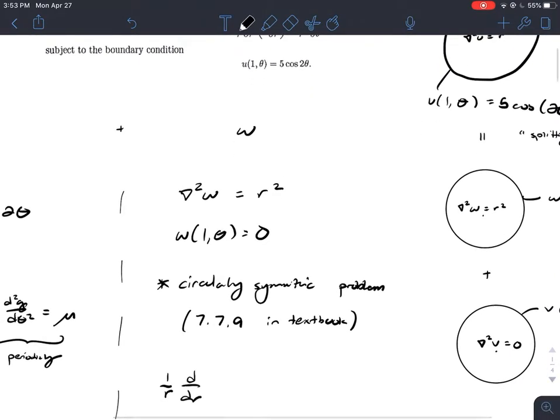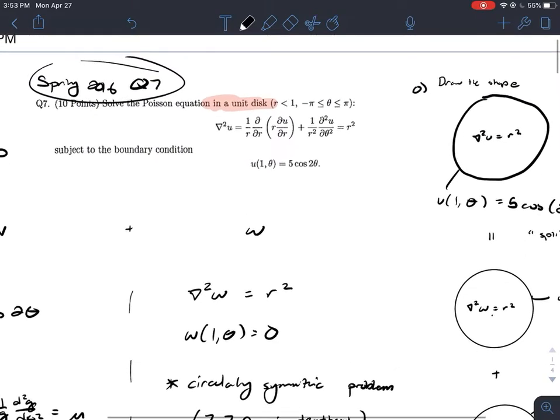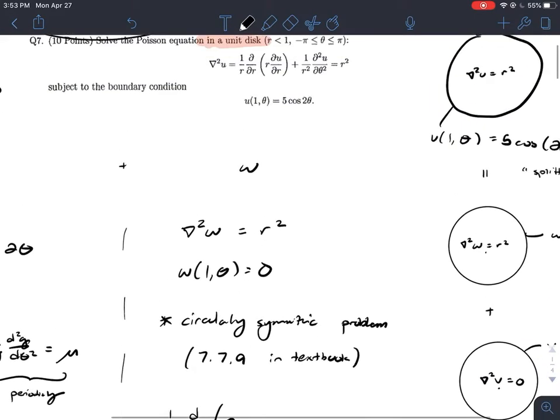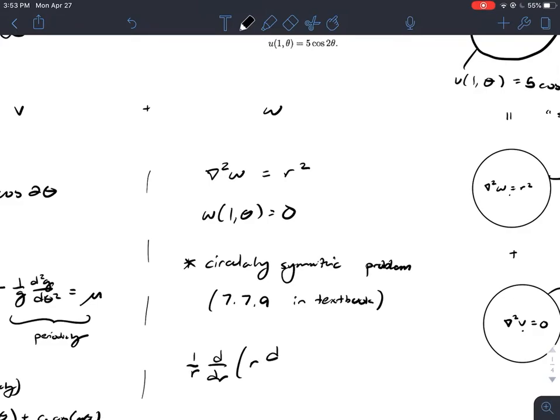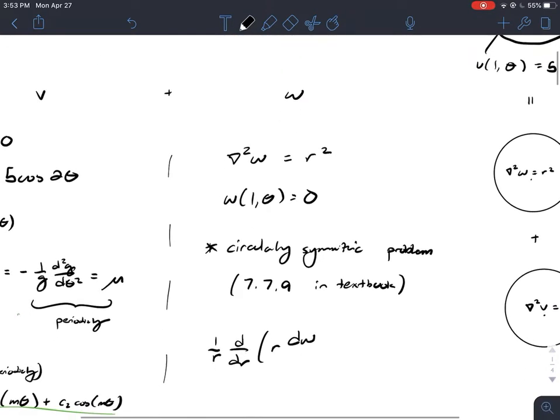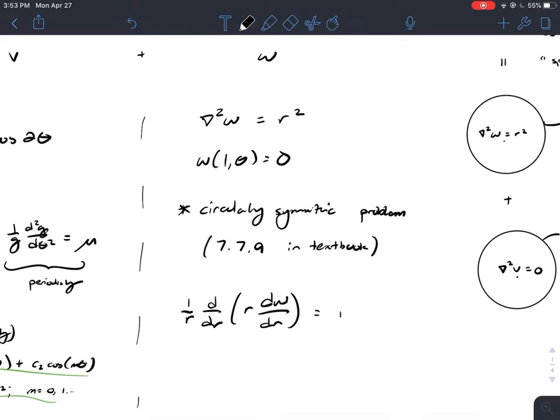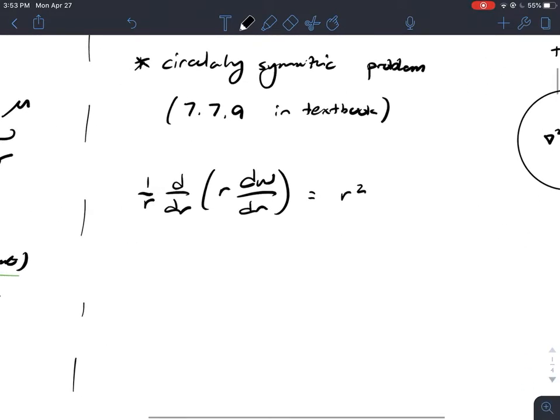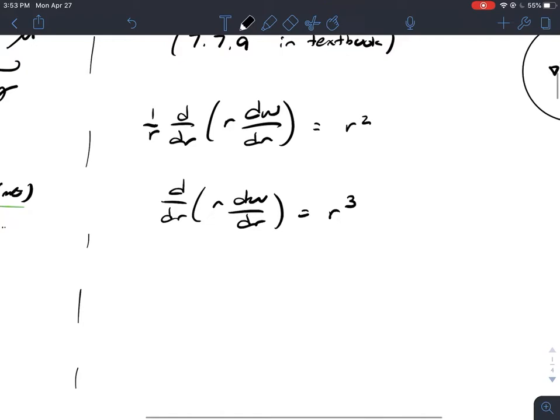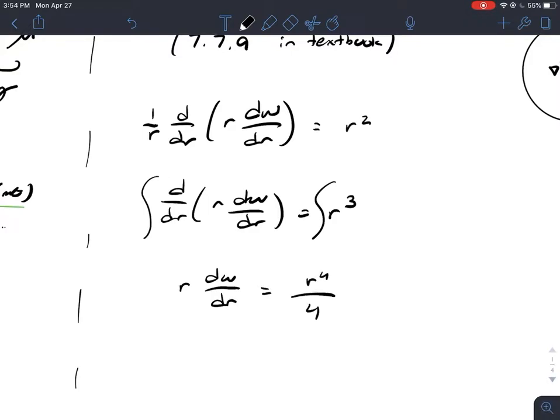d/dr of r dw/dr is equal to r squared. Cool. So now let's multiply both sides by r: d/dr of r dw/dr equals r cubed. Take the integral of both sides, such that we're left with r dw/dr is equal to r to the 4th divided by 4 plus c1, I believe.